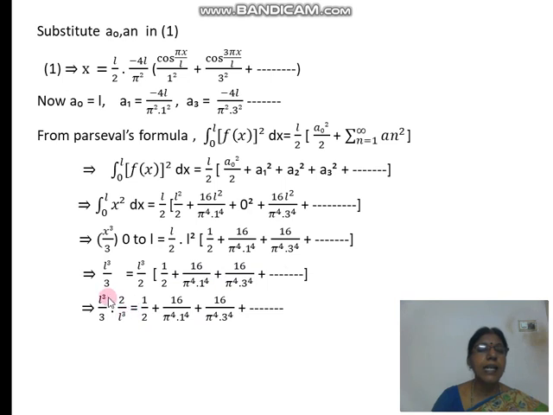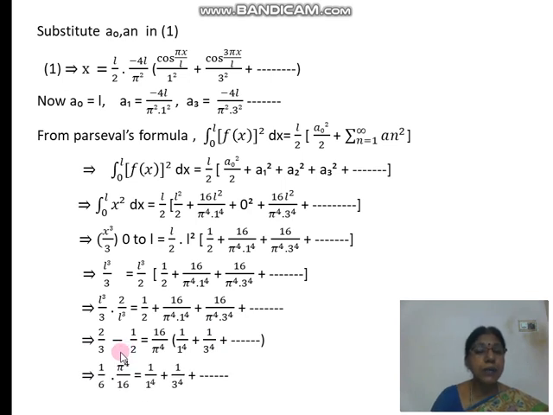Here L cube cancels, and 2 by 3 remains. In the RHS we have 2 by 3 here: the term without powers is 1 by 2, so here 2 by 3 remains. Bring this 1 by 2 to the side, it becomes minus 1 by 2. The remaining terms stay as they are, 16 by pi power 4 is common to them. So taking 16 by pi power 4 out, we get 1 by 1 power 4 plus 1 by 3 power 4 and so on. Now 2 by 3 minus 1 by 2 gives 1 by 6. What is this? 2 by 3 minus 1 by 2 gives 1 by 6.